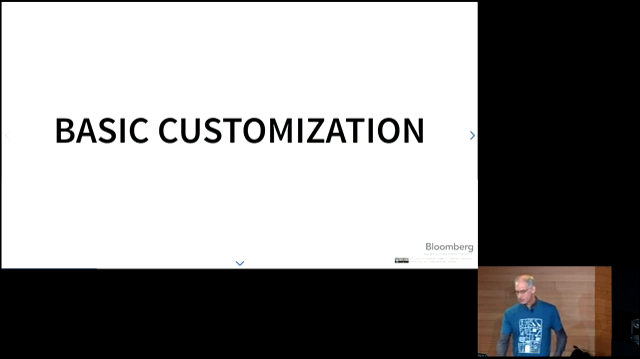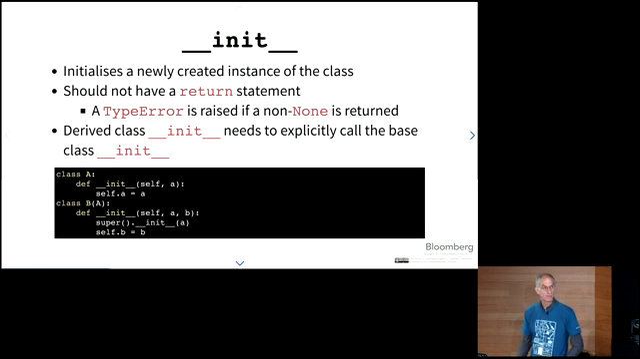So basic customization. What is in the basic customization? One of the ones is, if you've written any Python classes at all, you have seen this special method, Dunder init. This basically takes an already instantiated object and fills it in. So this should not have a return statement because within the language, it's a type error to return anything other than None. And since in the Python world, if you don't have a return statement, the default return type of your function is None, best thing to do is to leave the return out.